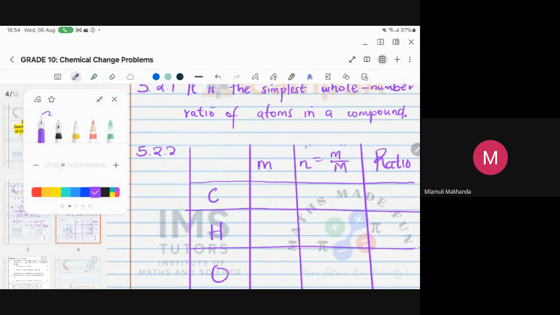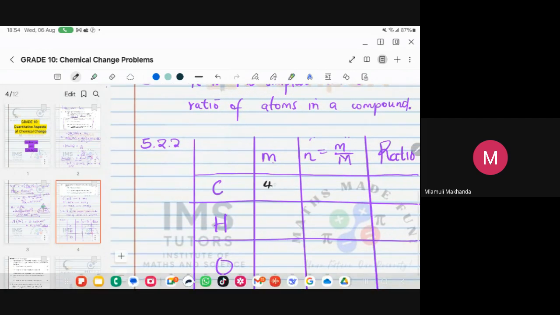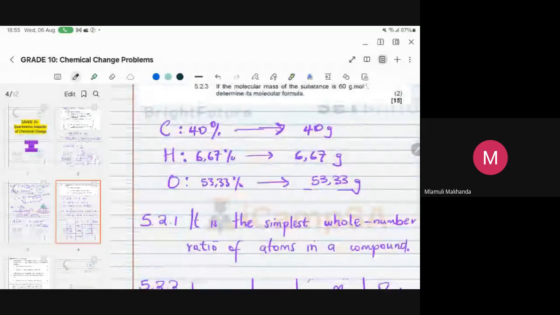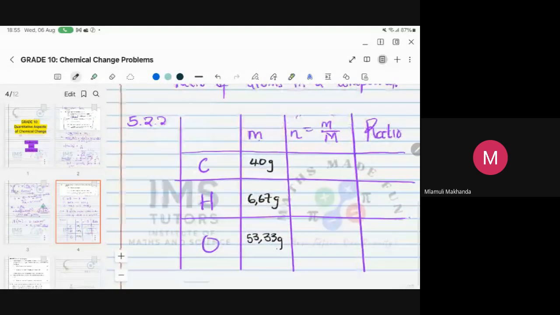Now, for C, we know we have 40 grams. This one was 6.67 grams, and I believe this one was 53.33 grams. Right, so then you calculate the number of moles of each. To find the number of moles here, you'd have 40 divided by the molar mass, which is 12, and this will give you your answer.